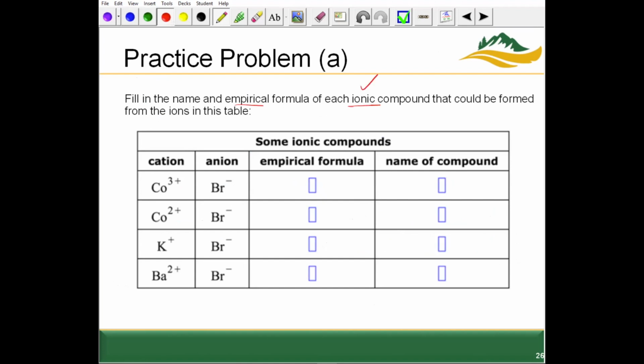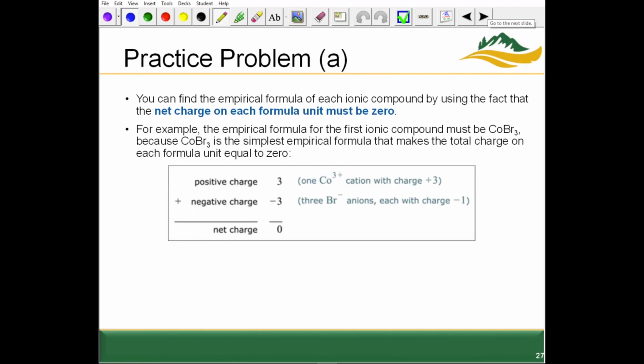Here we're told what they are, but we could also infer that because all of these cations are metals. So when the cation is a metal, we know we have ionic compounds. So let's find the formula and also name these. We know pretty well now that for ionic compounds, the net charge must be 0.